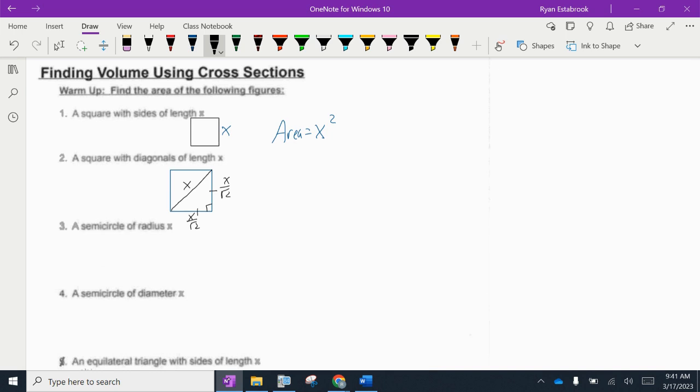So now if the diagonal is x, that means each side of the square is equal to this. What would you do with those 2 lengths then to ultimately find the area? Wouldn't you multiply them? x times x is x squared. Root 2 times root 2 is 2. So if the diagonal is x, then this would be the area of the square we're talking about.